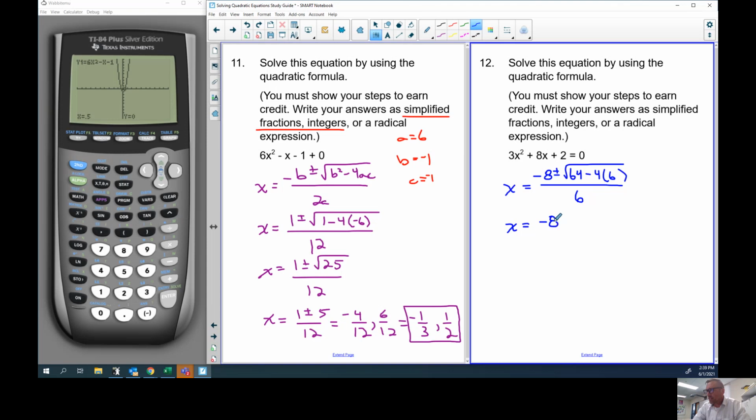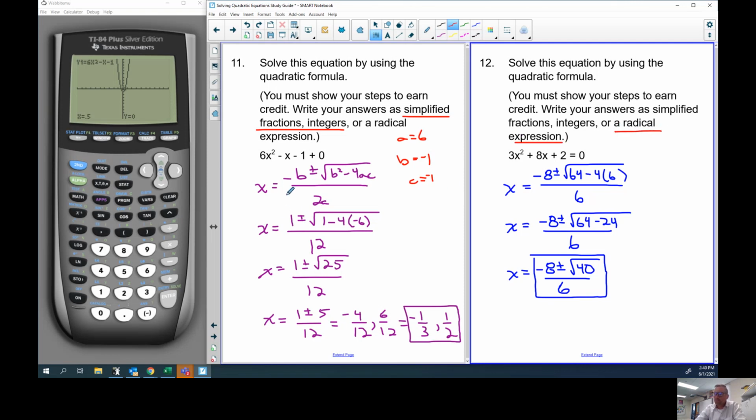So it's negative 8 plus or minus the square root of 64 minus 24, over 6, which is negative 8 plus or minus the square root of 40 over 6. And that's the answer, because the square root of 40 is not a rational number. So we'll just leave this as a radical expression.